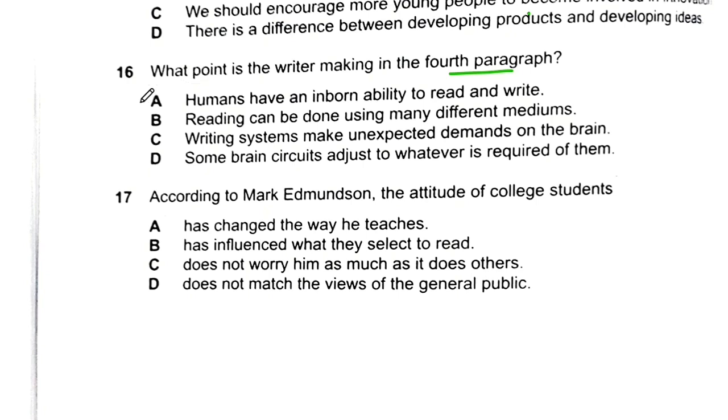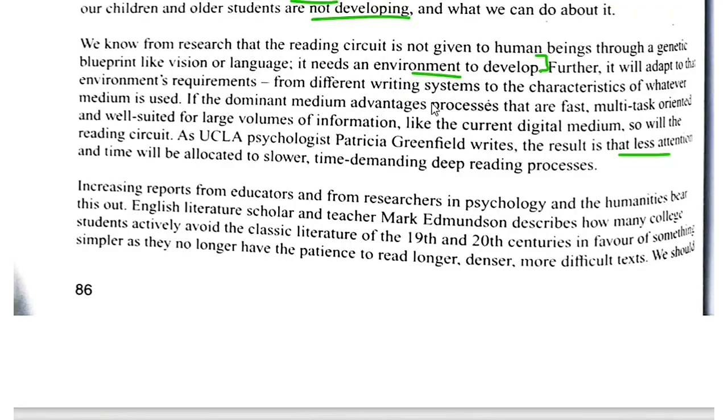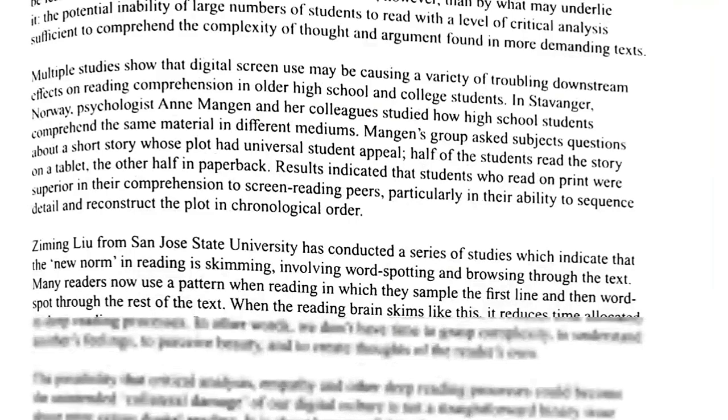Here we can see what is the answer to question 16. He clearly mentioned that humans have an inborn ability to... not mentioned. Reading can be done using many different mediums. Not mentioned by the mediums. Writing systems may conduct the demands of the brain. They have not mentioned. Some brain circuits adjust to whatever is required of them. So this is something they have clearly mentioned. Here you can see it will adapt to the environment requirements. So the answer is D.